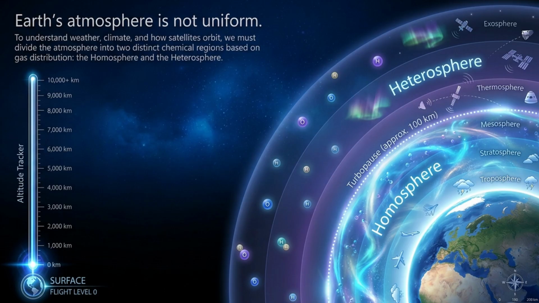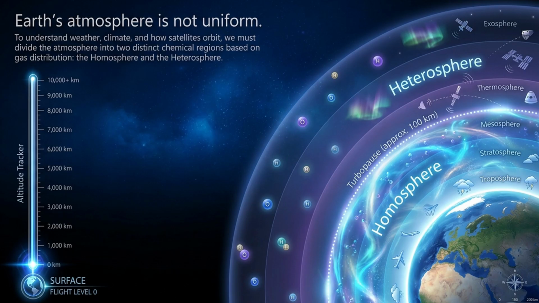First, we should understand that Earth's atmosphere is not uniform throughout its entire vertical extent. In other words, we can say that the composition and characteristics of the atmosphere change as we move upward from the Earth's surface. Based mainly on the distribution and mixing of gases, the atmosphere can be divided into two major chemical regions. First is the homosphere and second is the heterosphere.